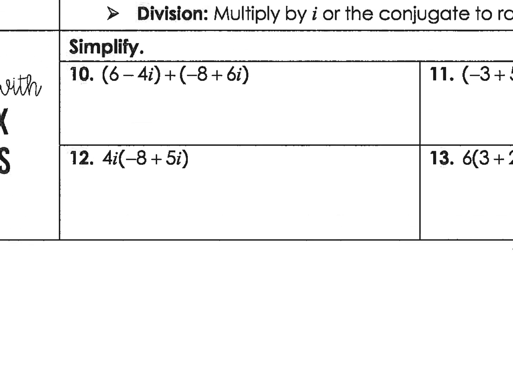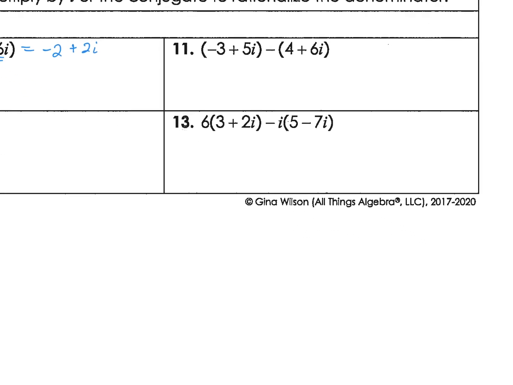So how do we simplify this? Real parts, or what? And the imaginary parts of this. So 6 minus 8 is what? And then, and yes, it does matter, it needs to be written in that order. Real part first, then imaginary part. Okay? Even if the real part's negative. So try number 11.